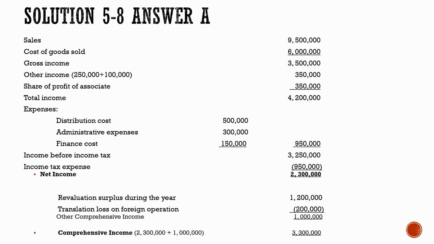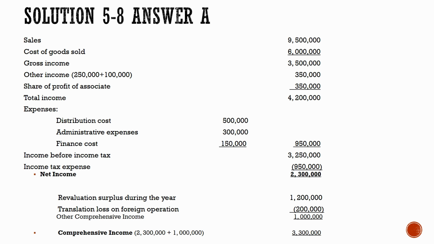Ngayon naman, ibabawas na natin sa kanya yung mga expenses kagaya ng distribution cost na 500,000, yung administrative expense na 300,000, tsaka yung finance cost na 150,000. Pag pinagsama natin lahat ng expenses ay makakakuha tayo ng 950,000 na expense. Tapos, i-subtract na natin siya sa nakuha nating total income na 4,200,000. Makakakuha na tayo ng income before tax na 3,250,000.